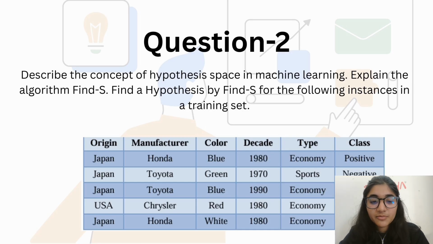In this, we have been given a table in which the origin, manufacturer, color, decade, type, and class are given. Using the Find-S algorithm, we need to find the hypothesis.